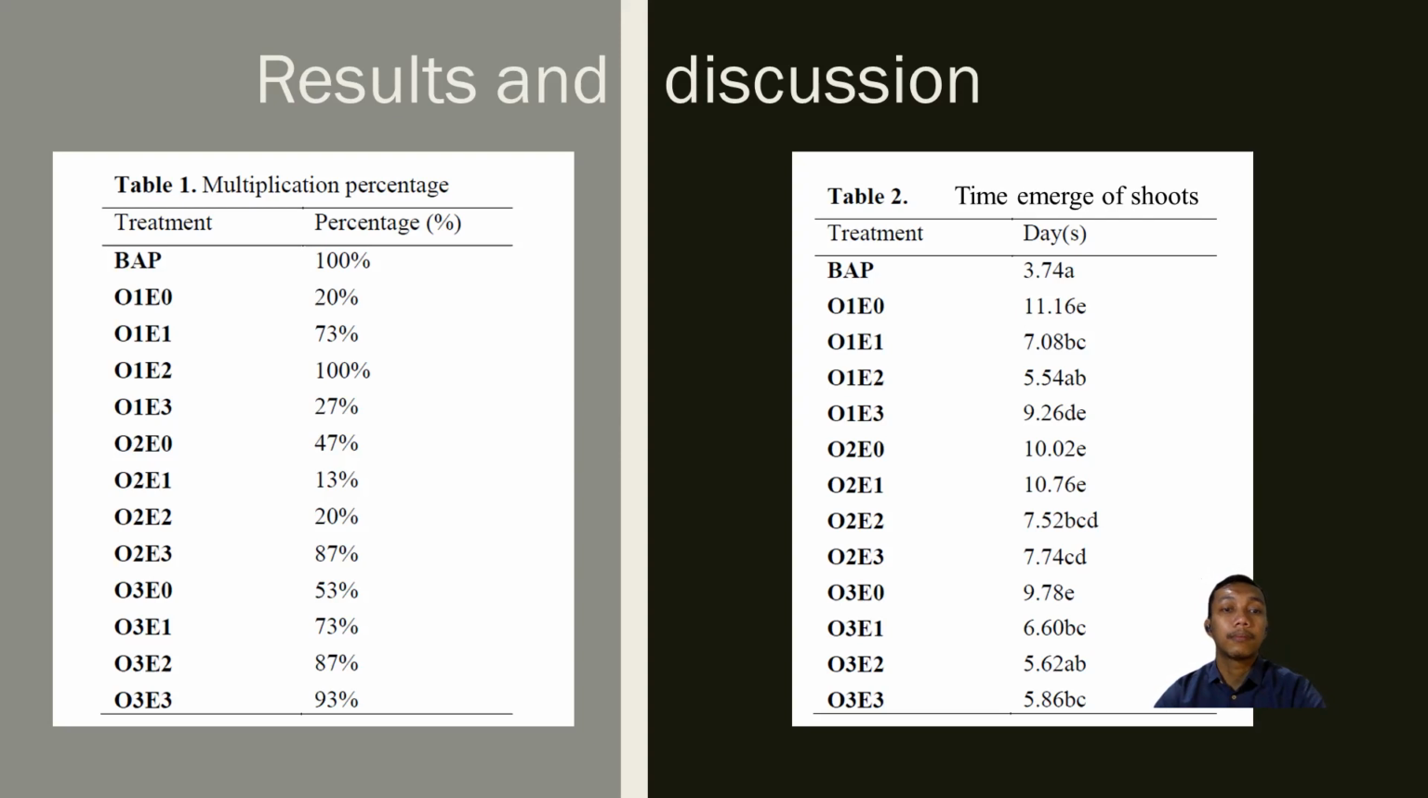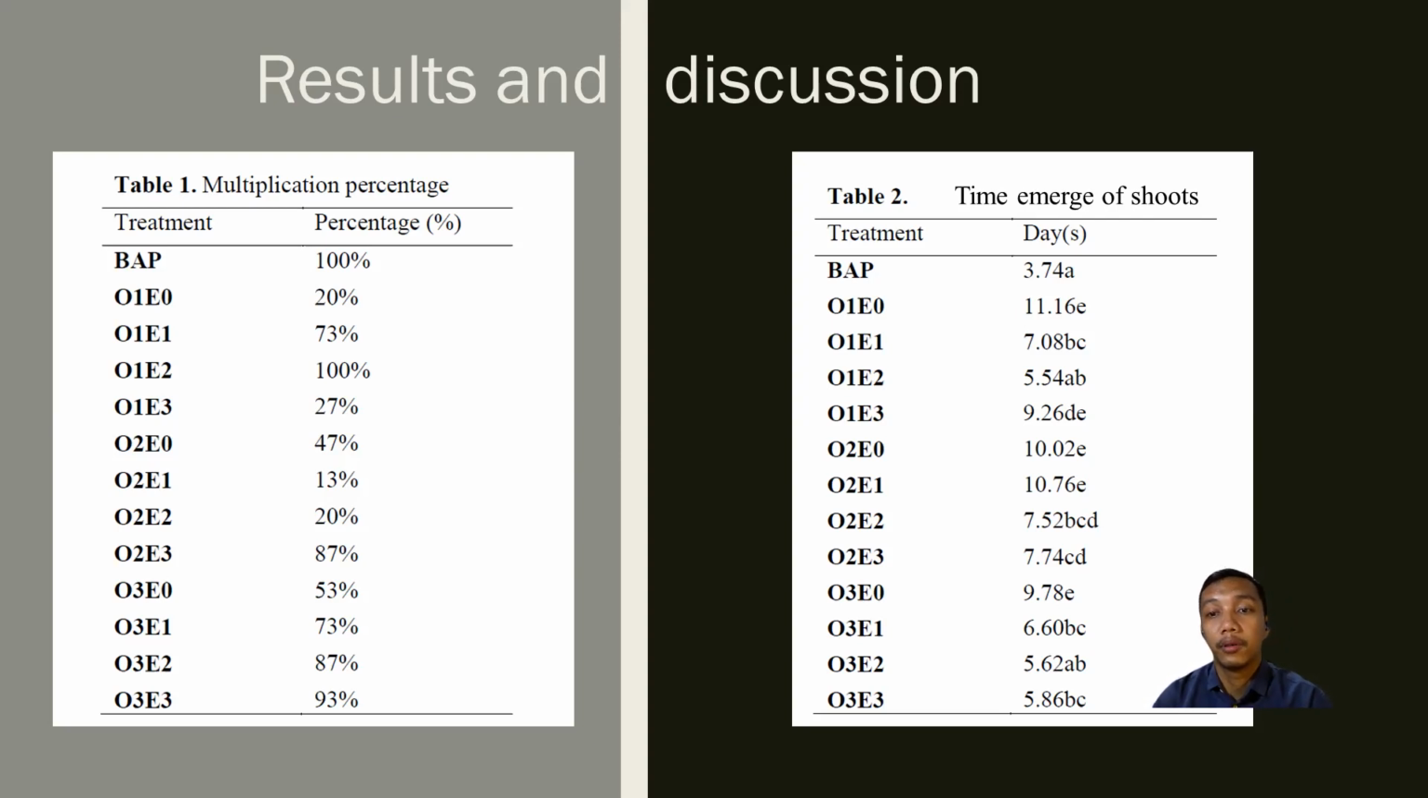And table 2, time of emergence of shoots. Time of emergence of shoots is one of the essential indicators in tissue cultures. And in this table, we can see that the media enriched with benzyl aminopurine still shows the best result compared to the treatment using the organic methods, at 3.74 days after replanting.